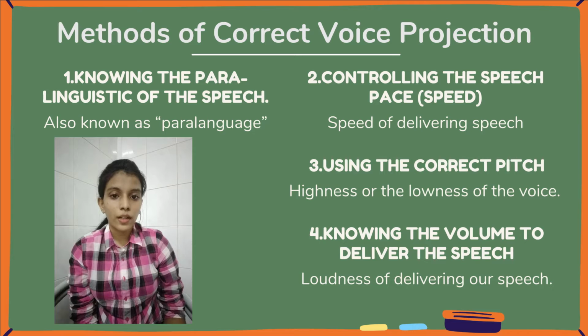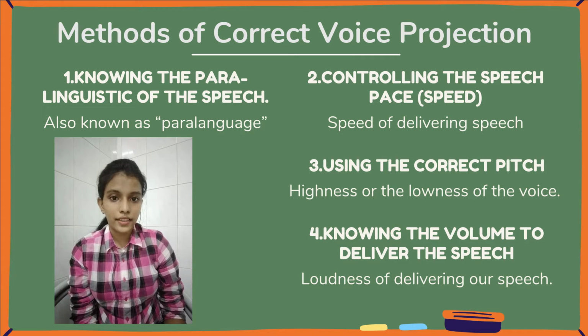The methods of correct voice projection involve four elements: paralinguistic, speech pace, pitch and volume. These are the important elements. So the methods of correct voice projection start with knowing the paralinguistic of the speech. It is also known as paralanguage. It refers to non-verbal communication such as speech pace, pitch and volume.